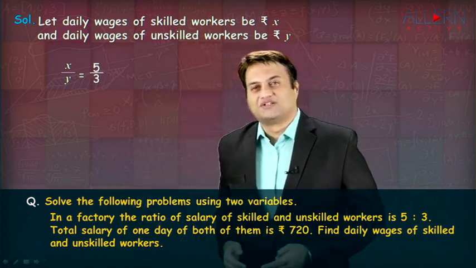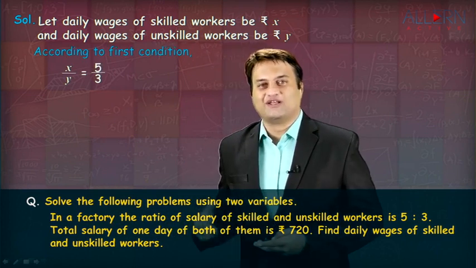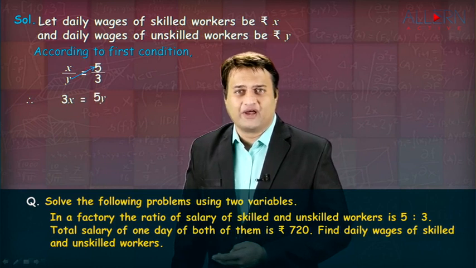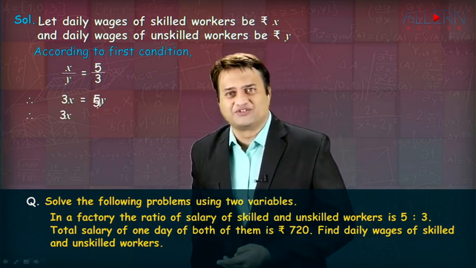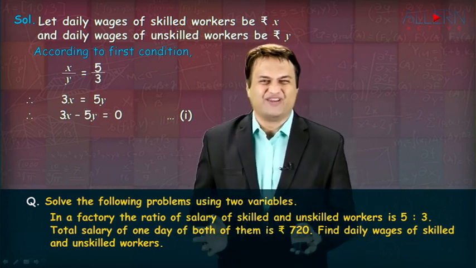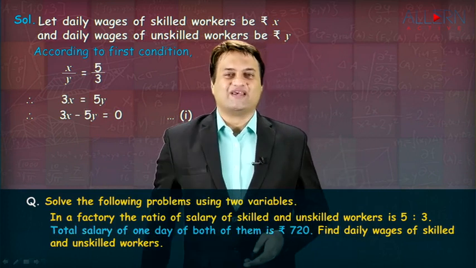So the equation is X upon Y is equal to 5:3, which is basically 5/3. Now to bring this in the standard form, we just need to cross multiply. You get 3x is equal to 5y. So 3x minus 5y is equal to 0. Let this be the first equation. Very simple, right? Now look at the second condition.